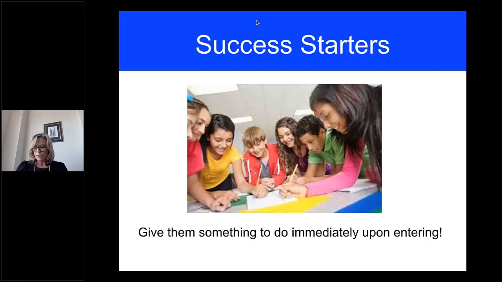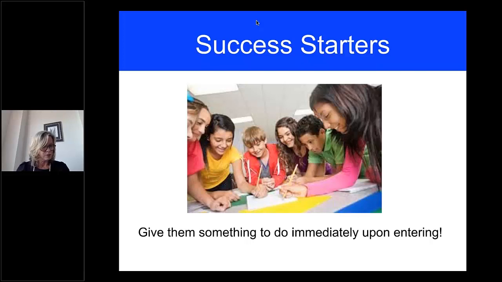So when we're looking at that, what types of things can you be doing? I just saw Michelle's comment: success starters at the beginning of a lesson are also great for formative assessment on things that they're already bringing in or information that you'd like to gather. Thank you, Michelle, for chiming in there.